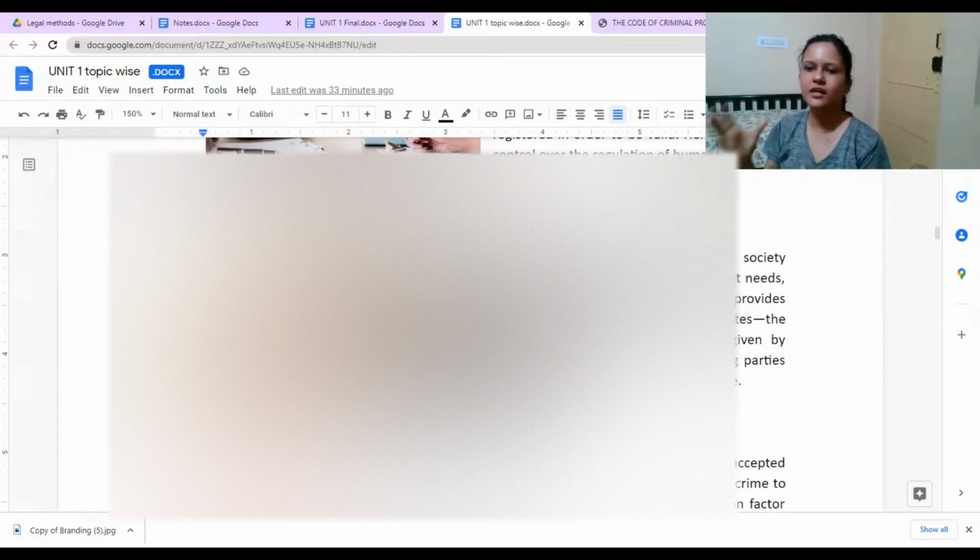There are different ways mentioned under different laws. That is also another function that law performs in case there is a dispute: how do we resolve that particular dispute?